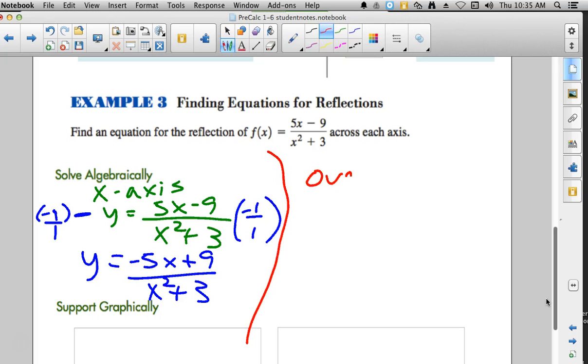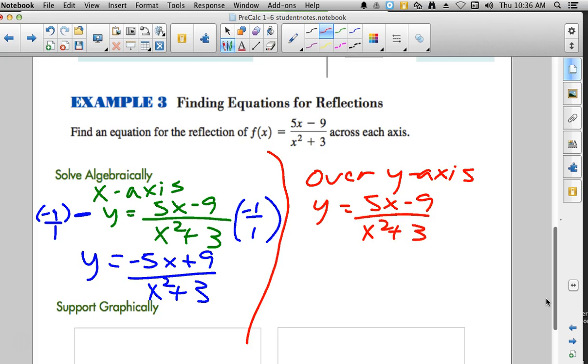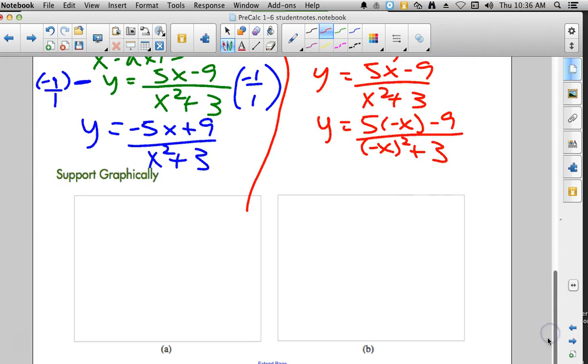Over the y-axis. What do we do to reflect over the y-axis? You were already doing it. Make that x negative. And then we simplify. This was something we did when we were trying to figure out whether or not we had even or odd functions. So we realized that this will be -5x minus 9 over x squared plus 3. And that'll do what we need to do.